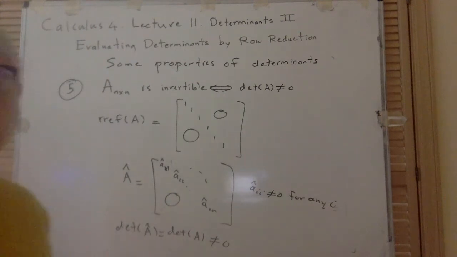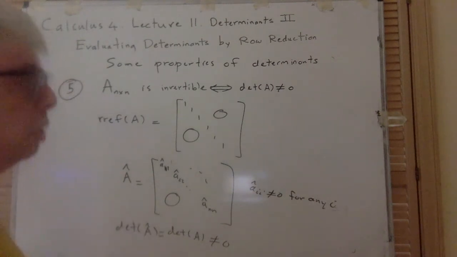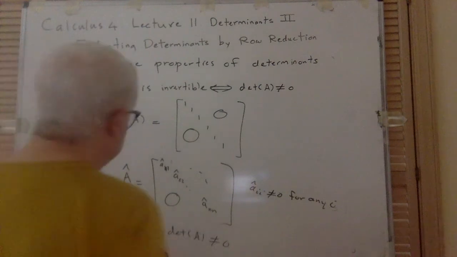So if you are given a simple matrix and you want to see if it is invertible or not, and it's easy to find its determinant, for example, then just do that. And if the determinant is not 0, then it is invertible.